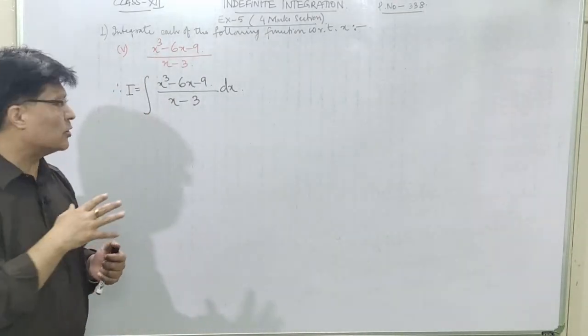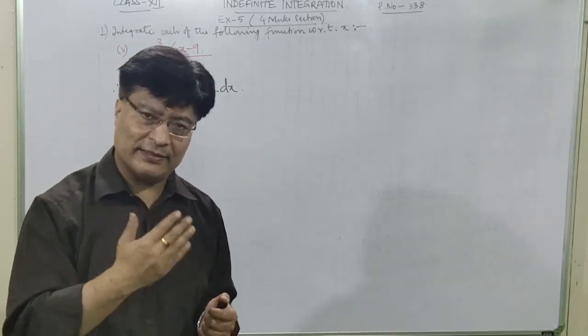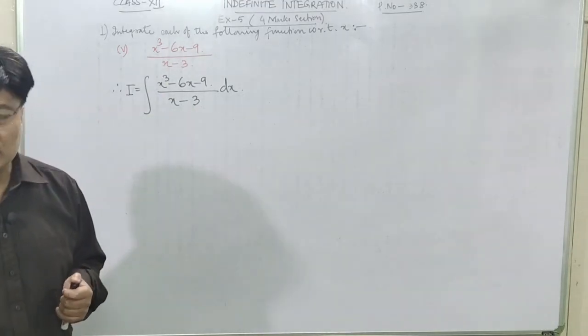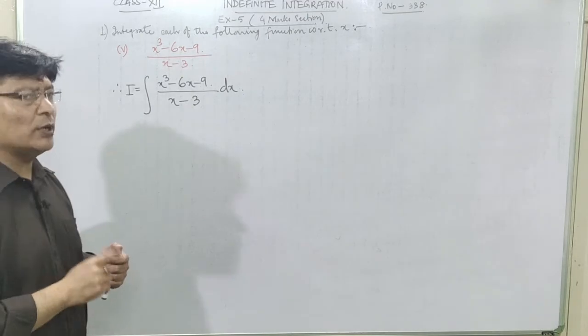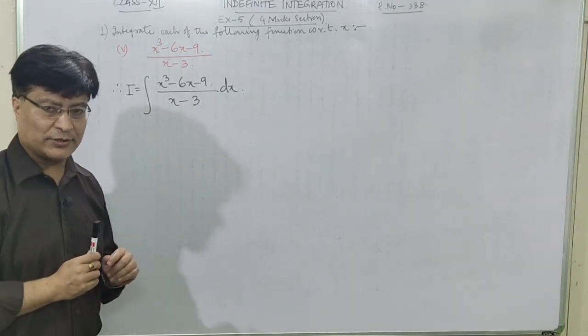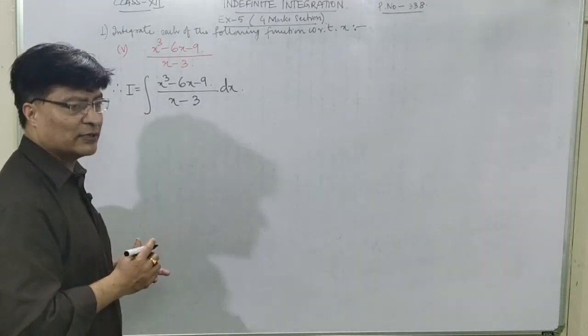Okay. Now let us integrate this fraction. In this case also, either you can factorize the numerator and then simplify it, or you can use the division method. That is, you divide numerator by denominator. It will be easier for you to use the division method in this case. Okay. So let us use division method. Let us divide the numerator by the denominator.